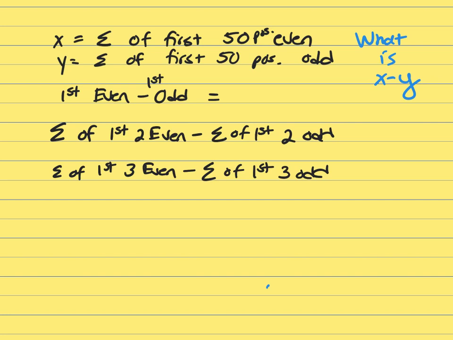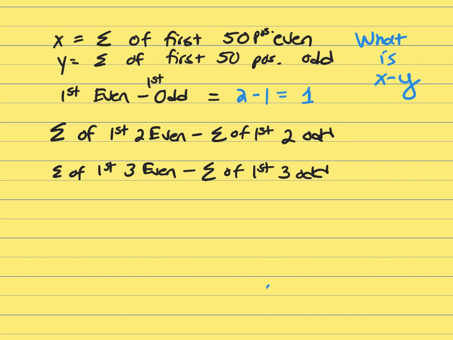All right, so we're trying to find, X is the first 50 positive evens, Y is the sum of the first 50 positive odds. We're trying to find that difference. So let's just try some numbers. What is the first even minus the first odd? Well, the first even number is 2, minus the first odd, which is 1, and you get 1.